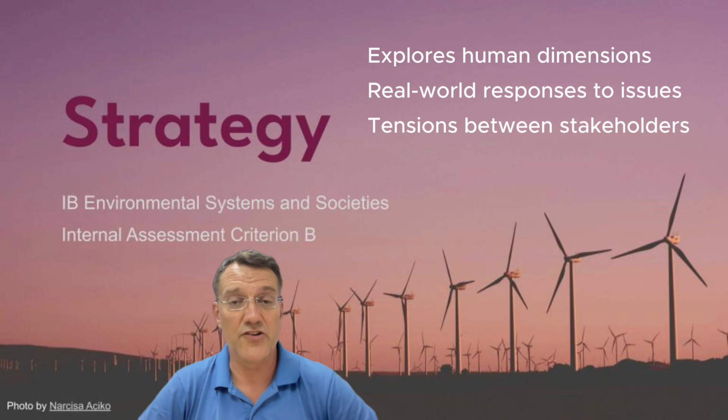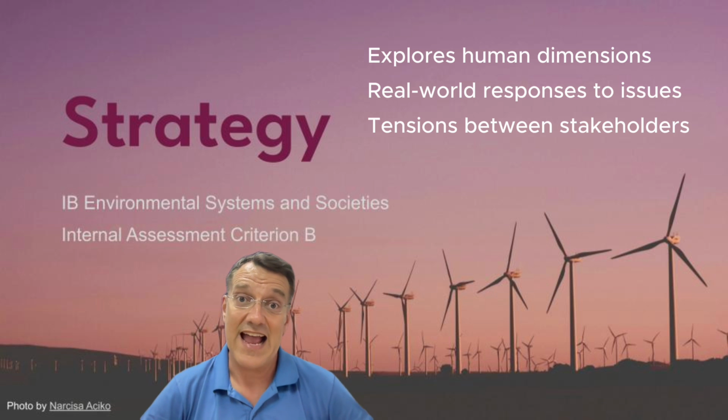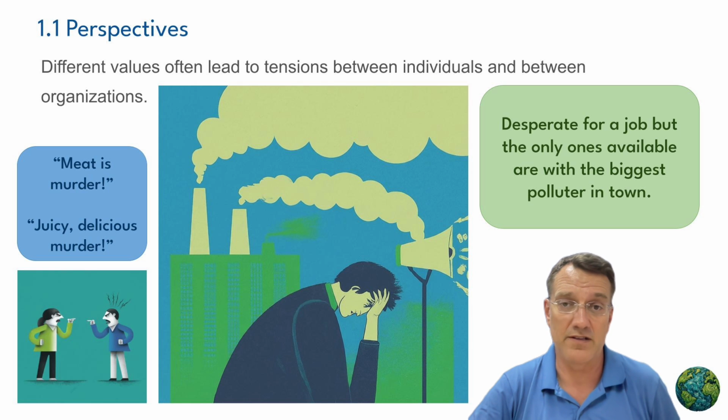Section B, Strategy, focuses on the human dimensions of environmental issues. This is where the "and societies" part of the ESS course becomes evident. Here's what might surprise you. Criterion B isn't about your research methodology.